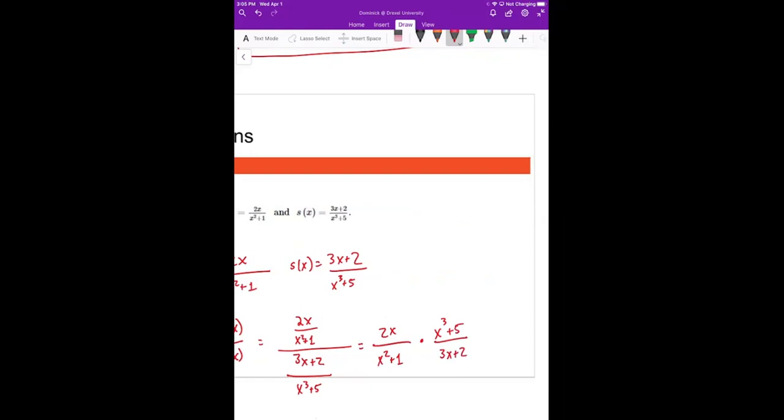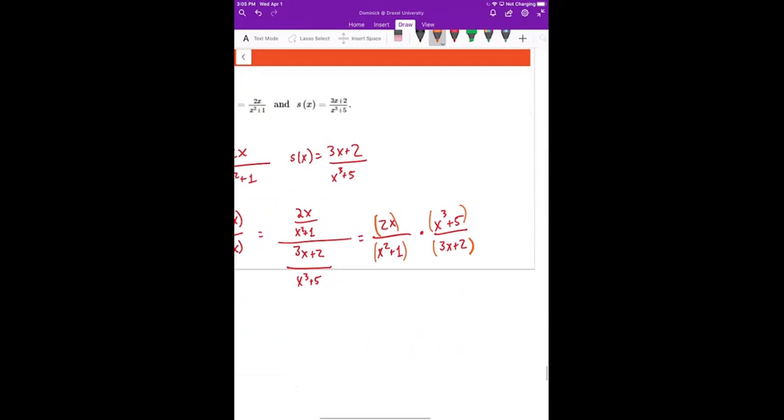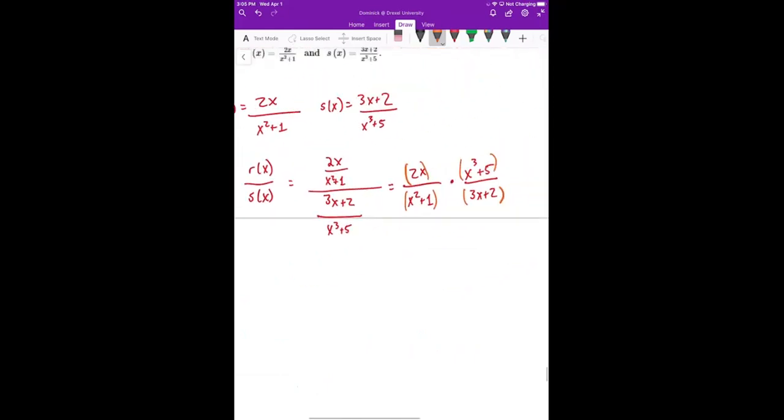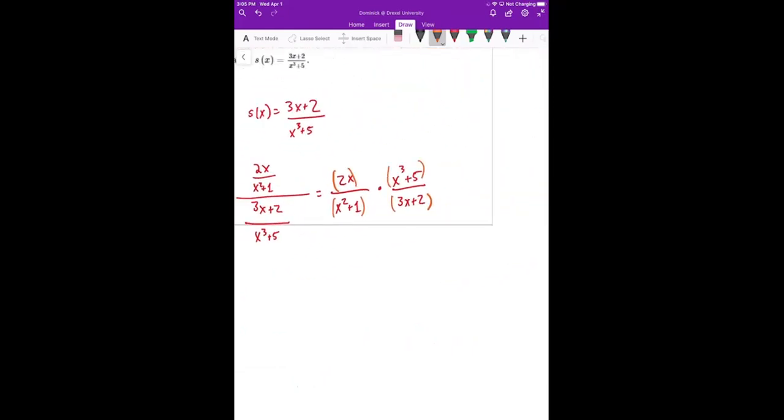Okay, now at this point, we're going to put everything in parentheses and we're going to multiply. And of course, how do we multiply fractions? We just multiply across, right? So I'm going to have a 2x times x to the third plus 5, and then over an x squared plus 1 times 3x plus 2.